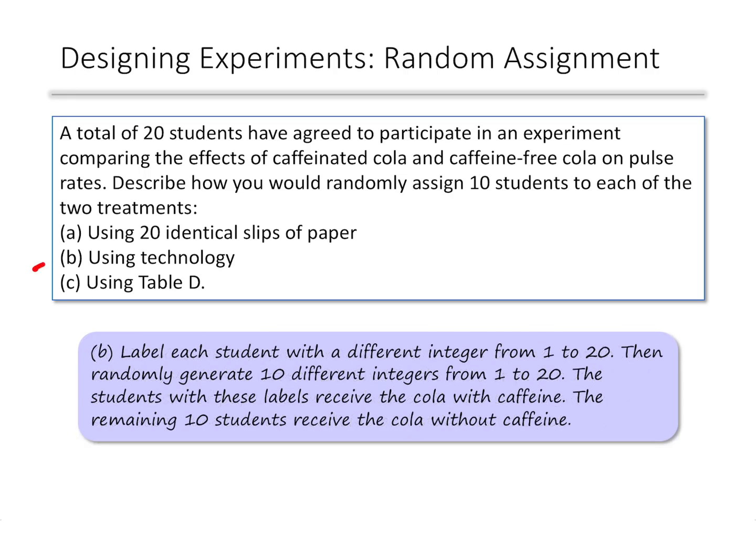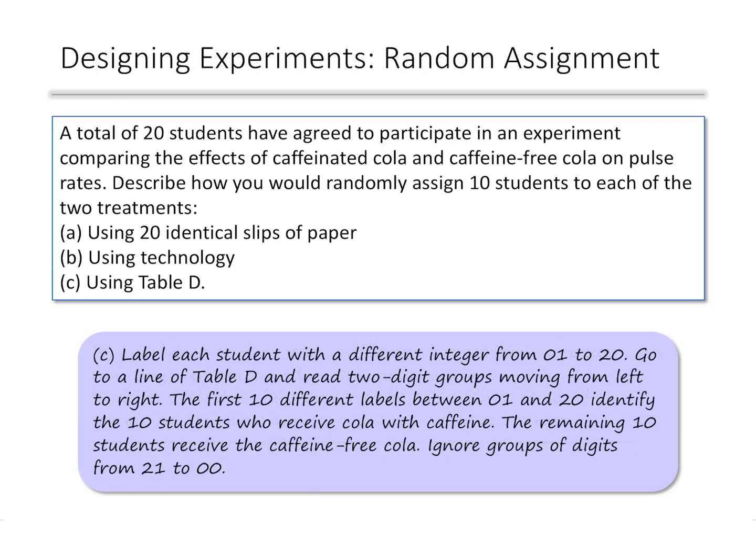What about using technology? So here again, each student is going to have a number from 01 to 20. Randomly generate 10 different integers from 1 to 20. The students with these labels would receive the cola with caffeine, the remaining 10 the other cola, or vice versa, or something similar to that. Very similar to when we were picking a random sample. It's just that I'm picking one and they're going to one group, and my leftovers are going into another group.